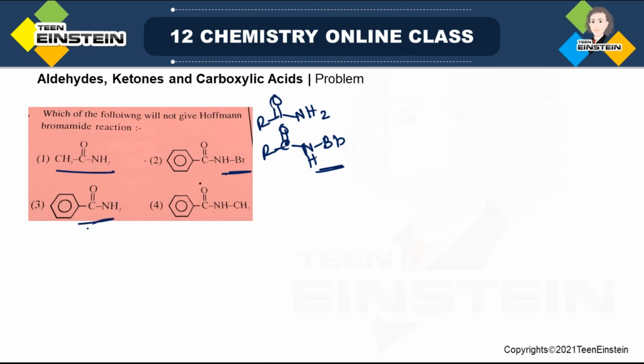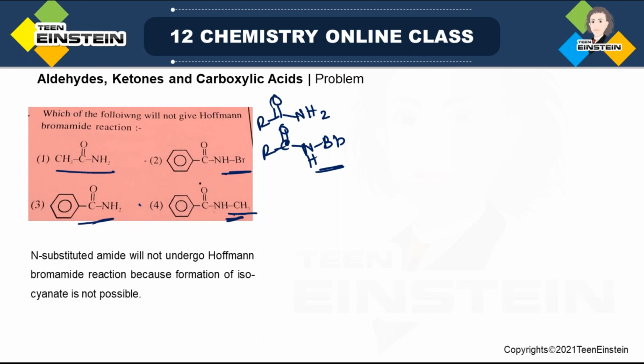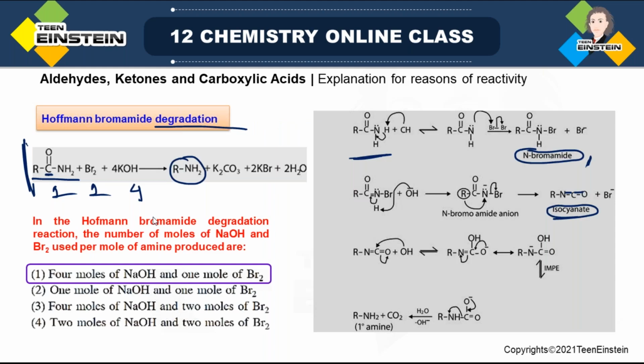Then we have PhCONH2. This is also an amide, benzamide. This will also give positive, but this one is not a 1 degree amide. See, it is substituted. One H of the NH2 group is substituted by methyl. So this will not give Hoffmann bromamide. So this should be the correct option. A substituted amide will not undergo Hoffmann bromamide, because if you are using this, then isocyanate formation is not possible.